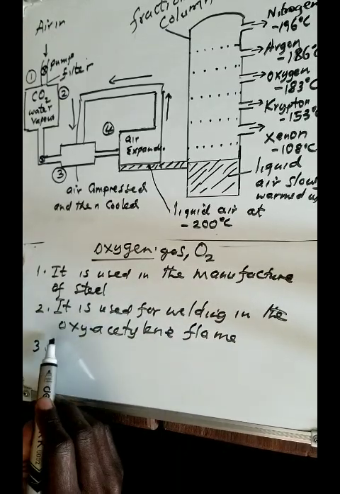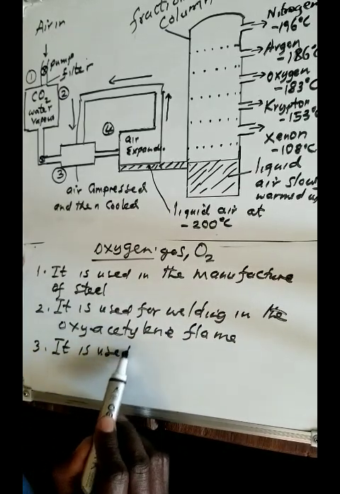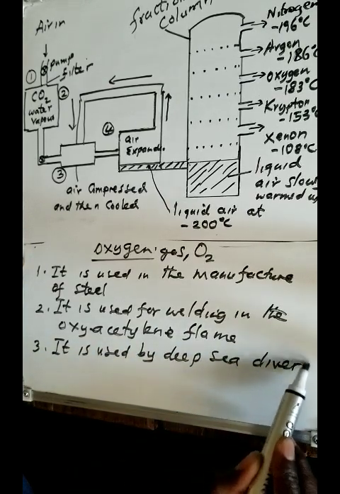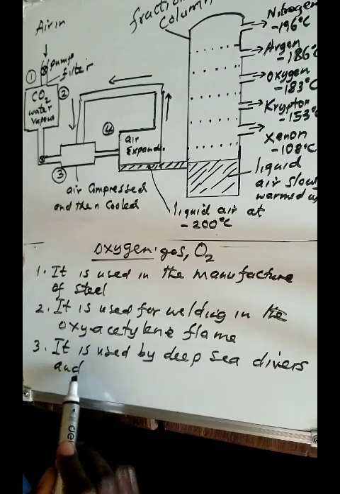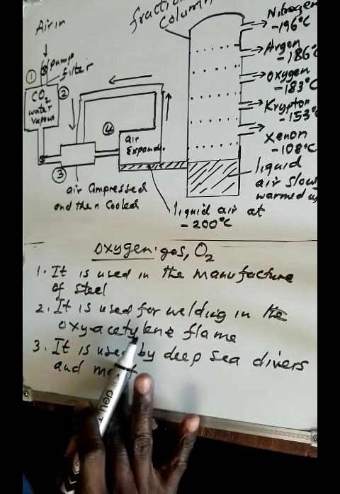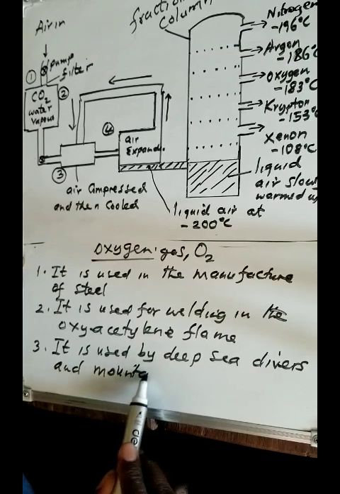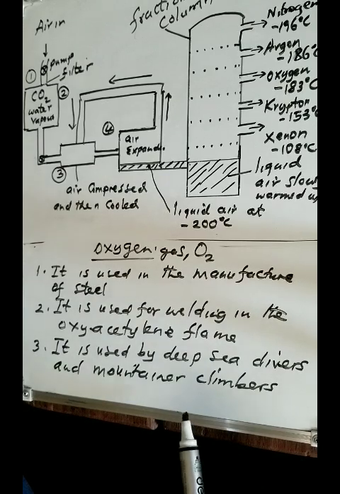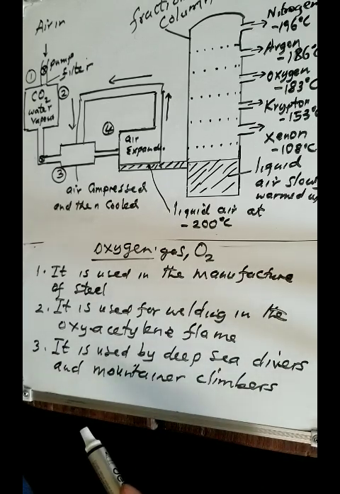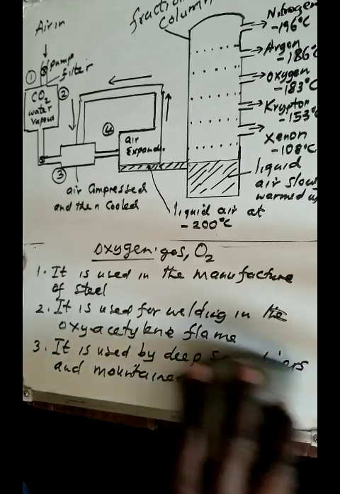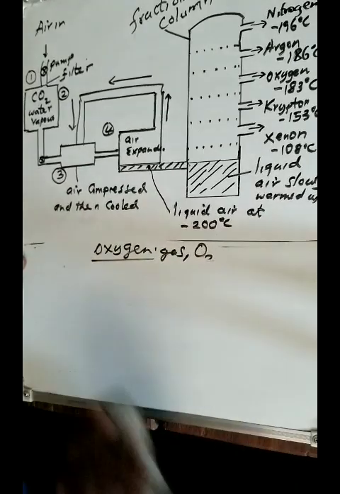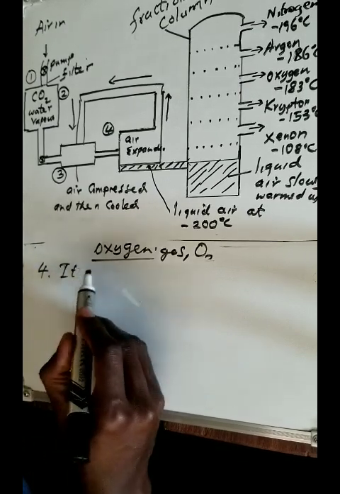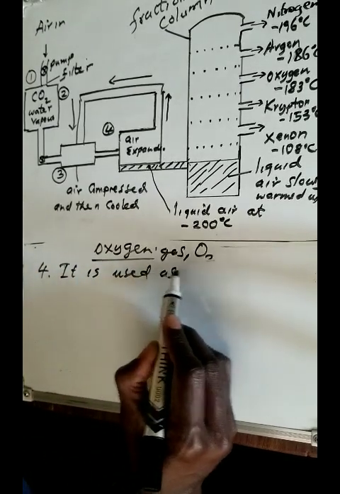Another use that we can talk about is that it is used by deep sea divers, those that go deep down in the sea, and also mountain climbers. Those that go to the top of a mountain, like Mount Kilimanjaro, need to take oxygen tanks in order for them to survive. All right, let me give you some more uses for oxygen. Again, oxygen is used as a fuel.